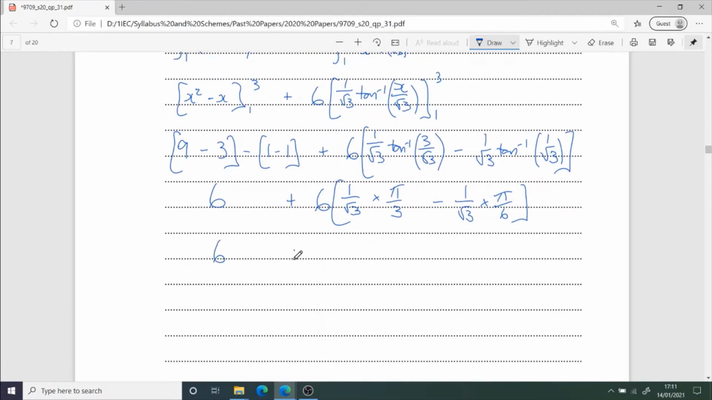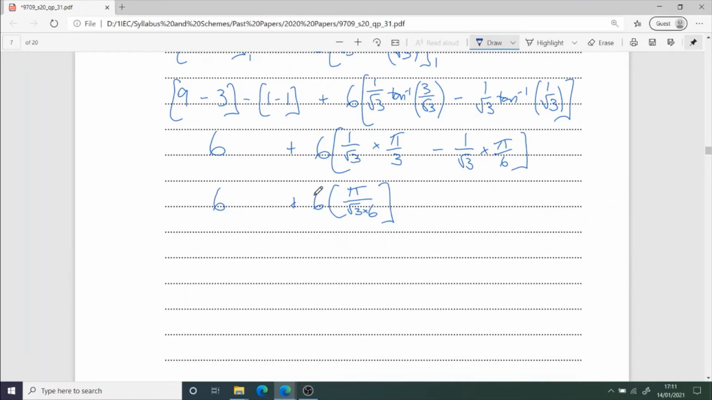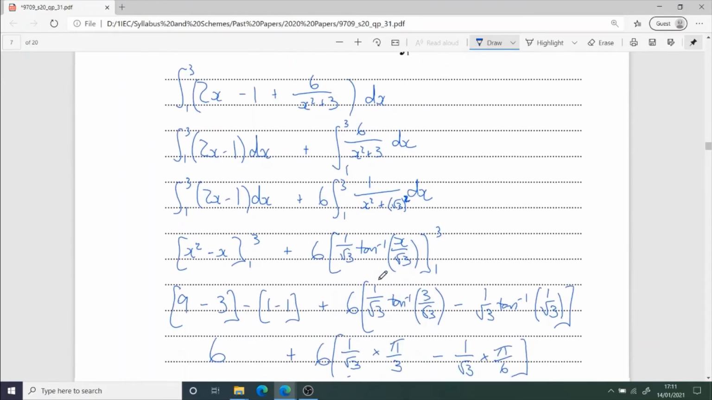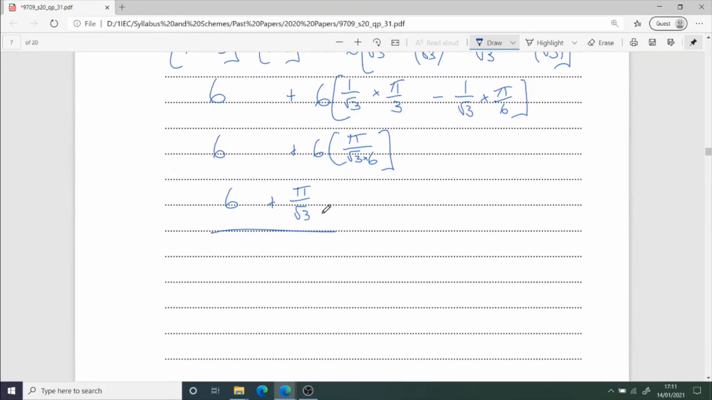Let's just go ahead and simplify this a little bit now. So 6 plus 6 times, here this simplifies to pi over root 3 times by 6. So 6 divided by 6 is just 1, so we are just going to be left with pi over root 3, I believe. I think that's our answer. Let's check what form they wanted it in. They wanted the exact value. So I believe that's okay. Perhaps we could rationalise the denominator, but I think either way is fine. Root 3 pi over 3. So maybe one of those two things.